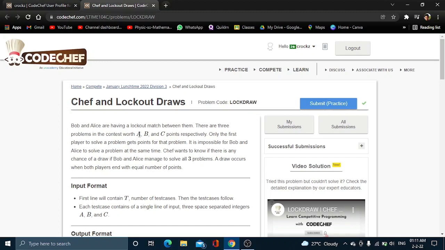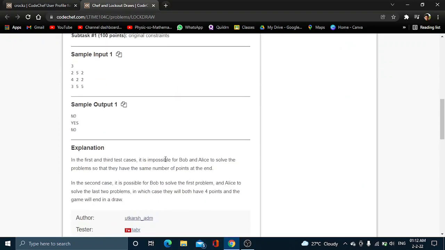Now let us assume the case that Bob solves one problem and Alice solves two problems. Let us assume Bob solves the first problem and Alice solves the last two problems. If the worth of the first question is more than the sum of these two questions, then Bob will be getting more points and Alice will be getting fewer points. So again there is no draw. The same thing is explained here. See, let us assume Bob has solved the first problem, so he has got 2 points, and Alice has solved the last two problems, so she has got 5 plus 2, which is 7 points. So 7 is greater than 2. The points Bob and Alice have scored are not equal, so there is no draw. So we have printed no.